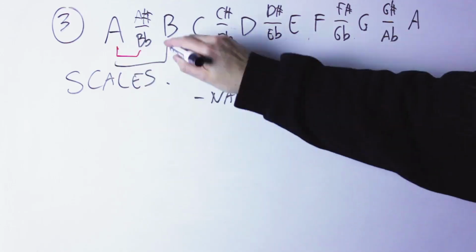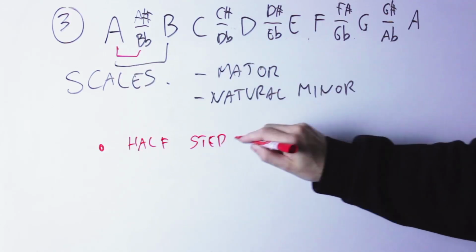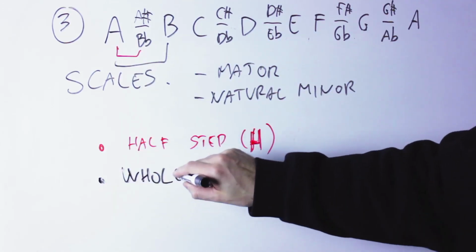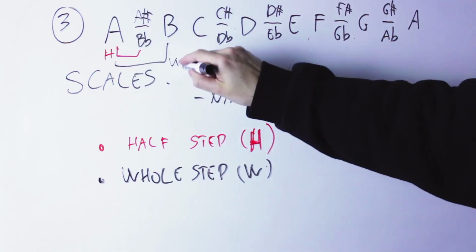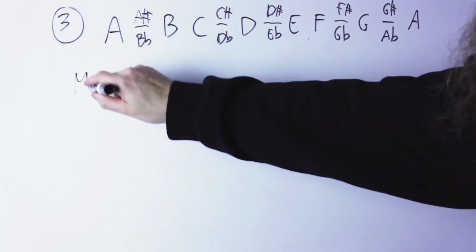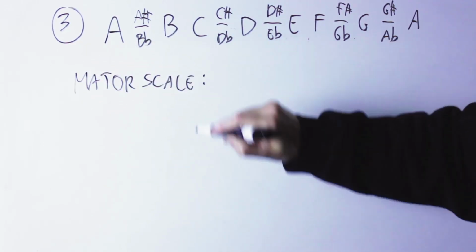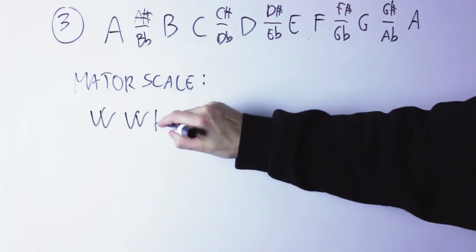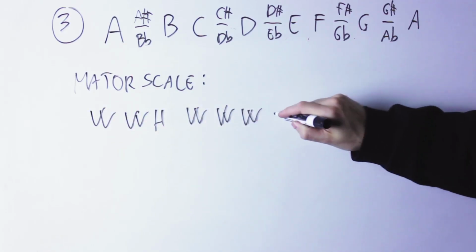As we have seen before, the distance between two notes close by in our previous collection, it's a half step. Twice that, it's a whole step. The major scale, it's a collection of notes taken at those distances. Whole, whole, half, whole, whole, whole, half.